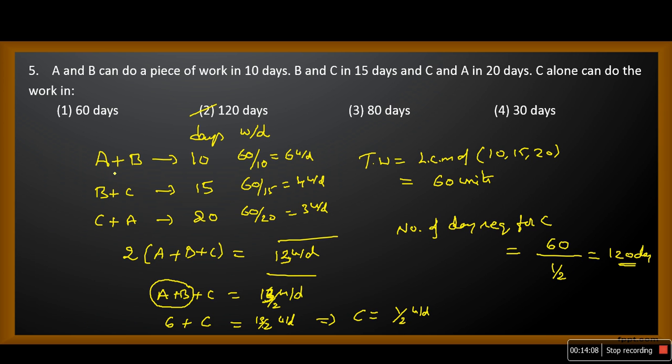See here once again: A and B together are doing 6 units per day, B and C together 4 units per day, C and A together 3 units per day. All 3 together with twice their efficiency are doing 13 units per day. With one time the efficiency, A, B and C together are doing 13 by 2 units per day. We know A and B together are doing 6 units per day. With the help of C, they are doing 6 1 by 2. It means C is doing half a unit per day. Number of days required for C is total work, which we assumed as 60 units, divided by half. On simplifying, 120 days.